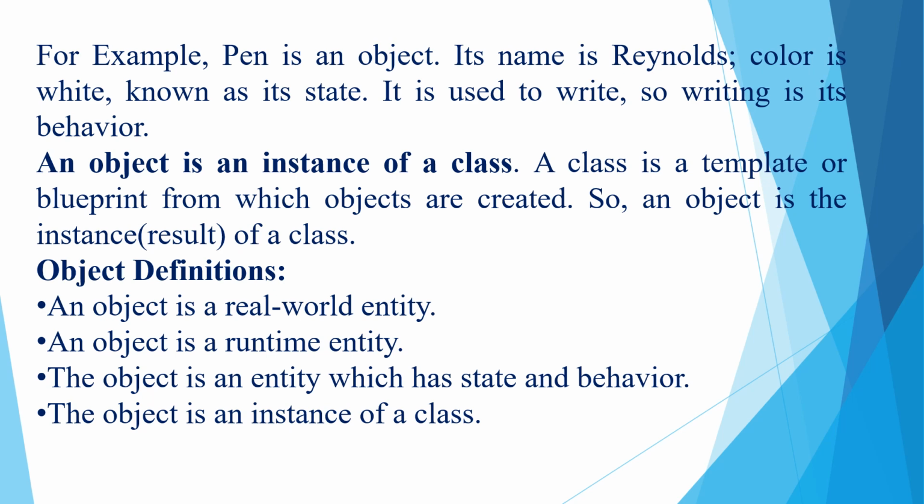So basically an object is an instance of a class. Class, as I told you in the introduction also, is a template or blueprint from which the objects are created. So an object is actually coming from the class. It is a result of the class. And I have defined object in different ways also. An object is a real world entity, or I could say a runtime entity. An object is an entity which has its own state and behavior that defines the functionality of that particular object. An object is an instance of a class. So these are the different ways we can define an object.